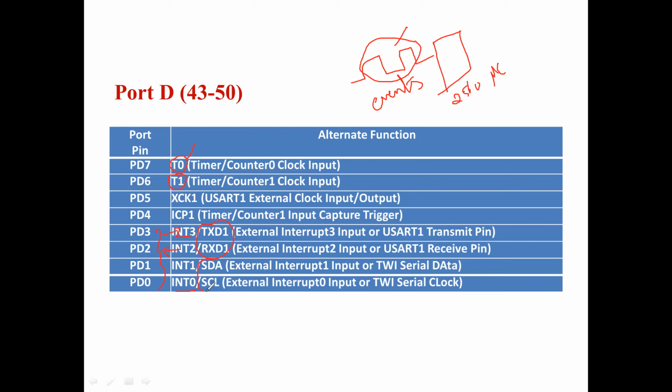And we have SCL and SDA, which is nothing but I2C serial communication. This is another type of serial communication, just like SPI and UART. UART we have already seen in the 8051 microcontroller serial communication. Similarly, this is another type of serial communication which has certain protocols, certain rules to transfer data.